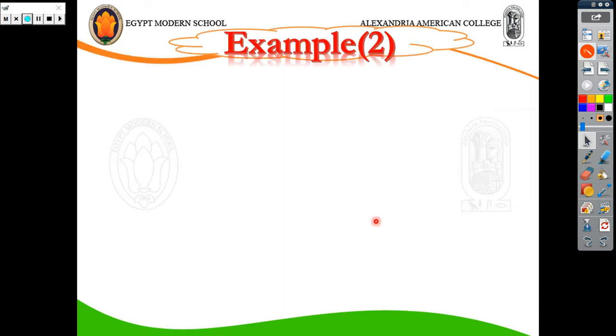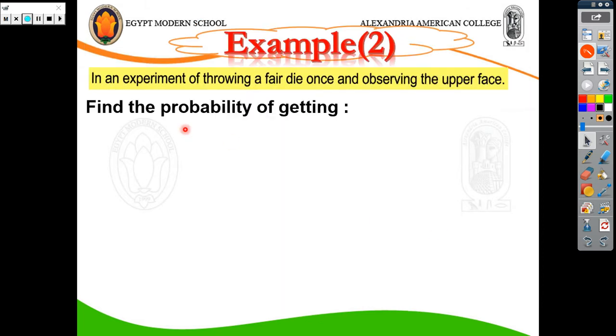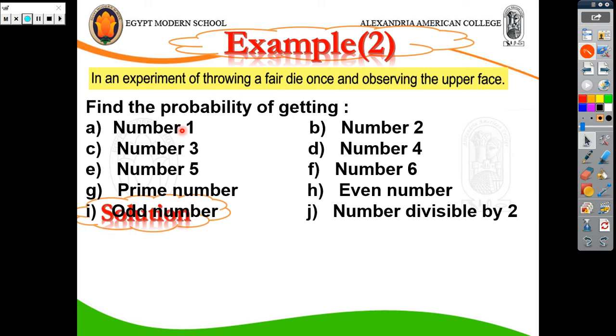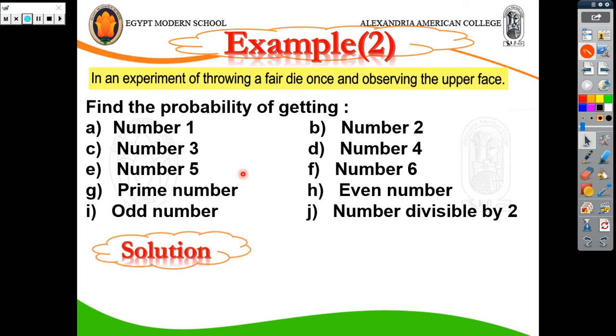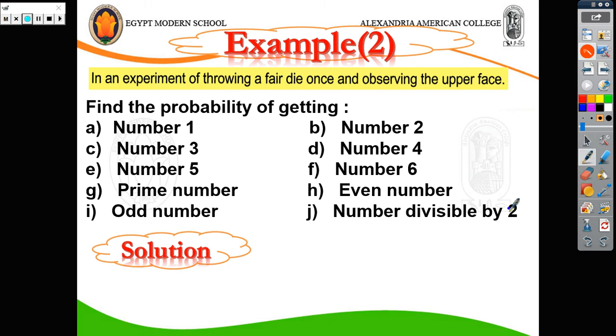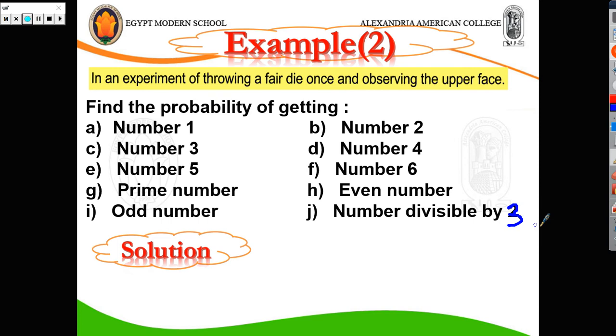Another example here. In an experiment of throwing a fair die once and observing the upper face, find the probability of number 1, number 2, number 3, number 4, number 5, number 6, prime number, even number, odd number, divisible by 3.